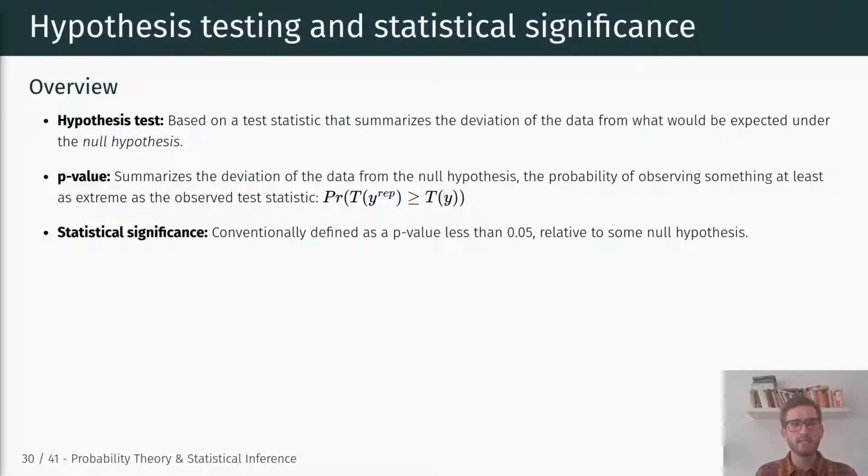Statistical significance is then conventionally defined as a p-value that is smaller than 0.05. So in other words, we're rejecting the null hypothesis if the probability of observing the data, or the test statistic more specifically, under the null is less than 5%. Okay. So again, to summarize generally, we say that an estimate is statistically significant if the observed value could not reasonably be explained by chance under the null hypothesis.